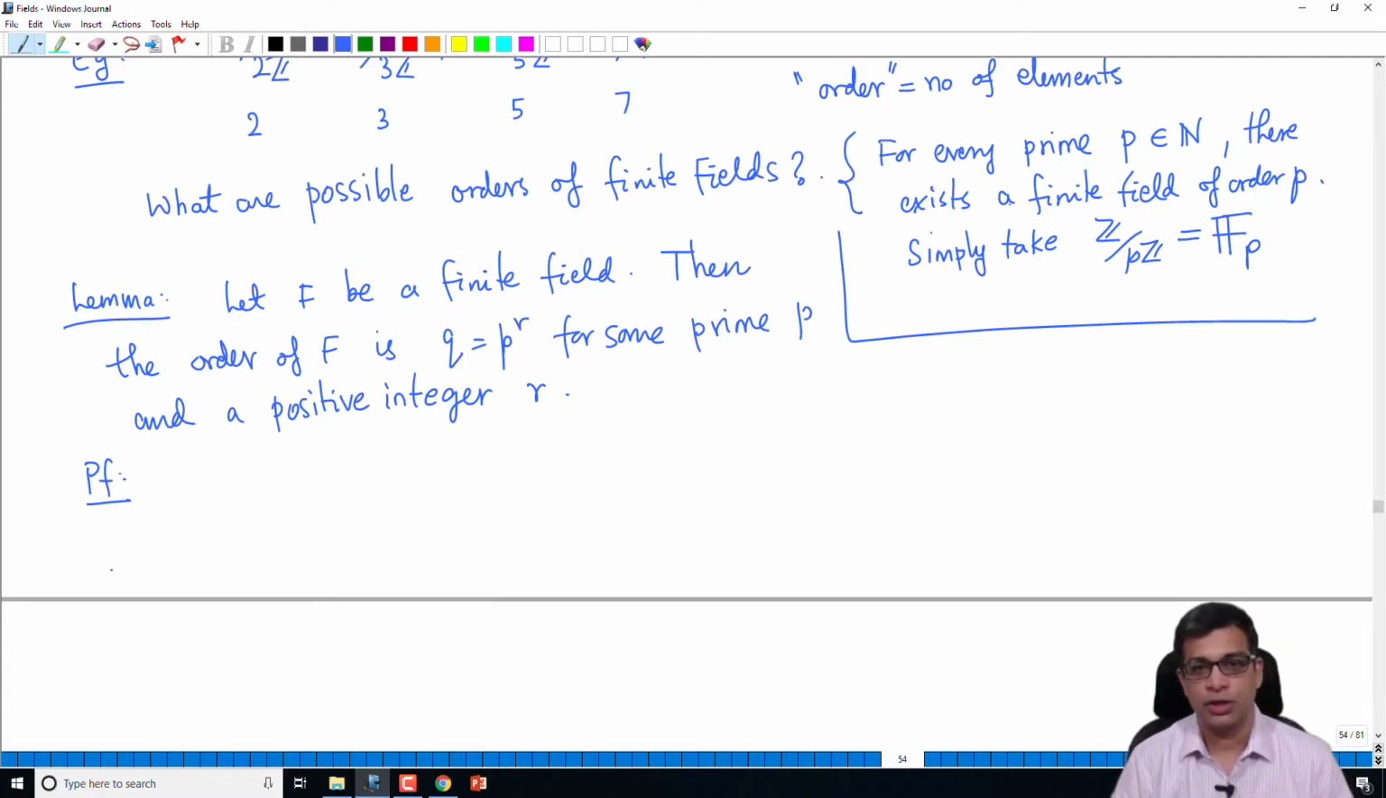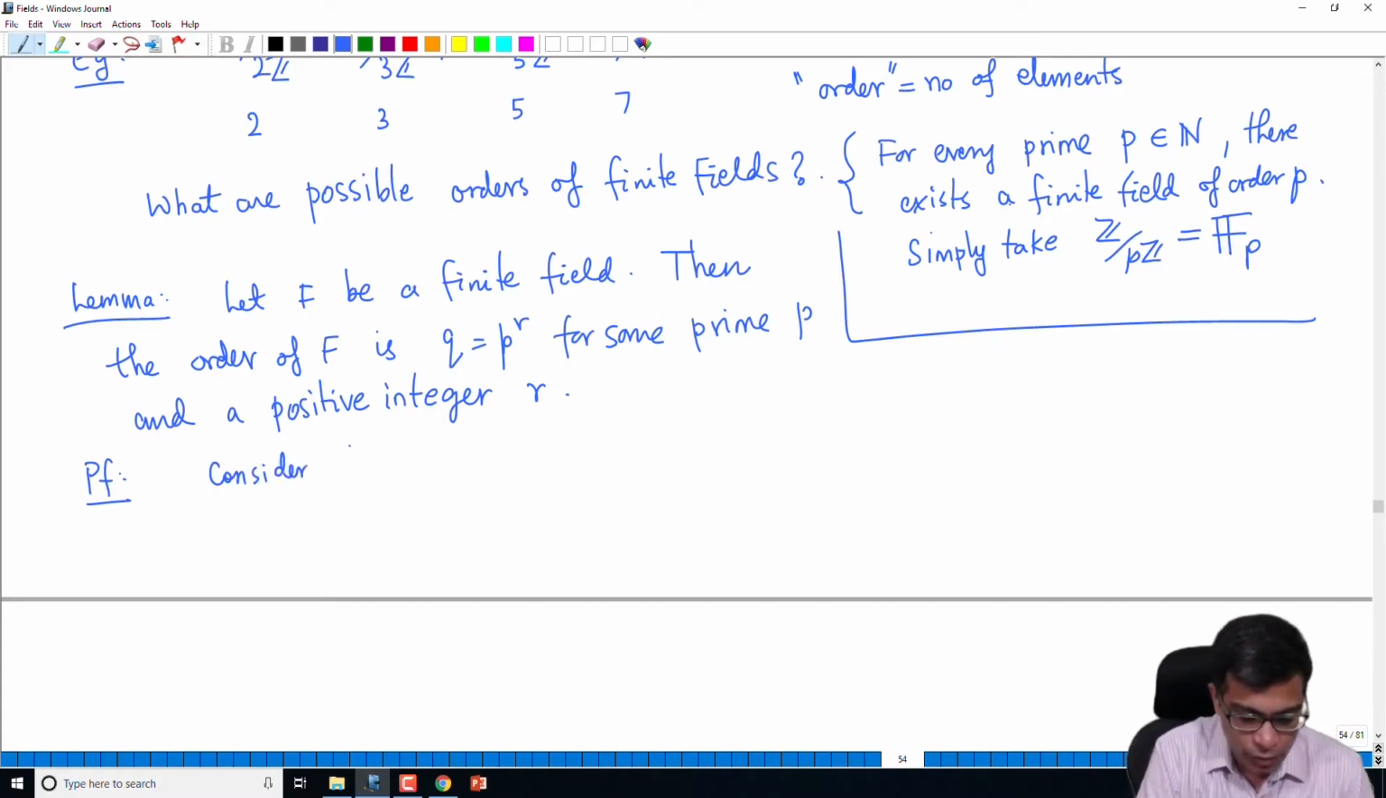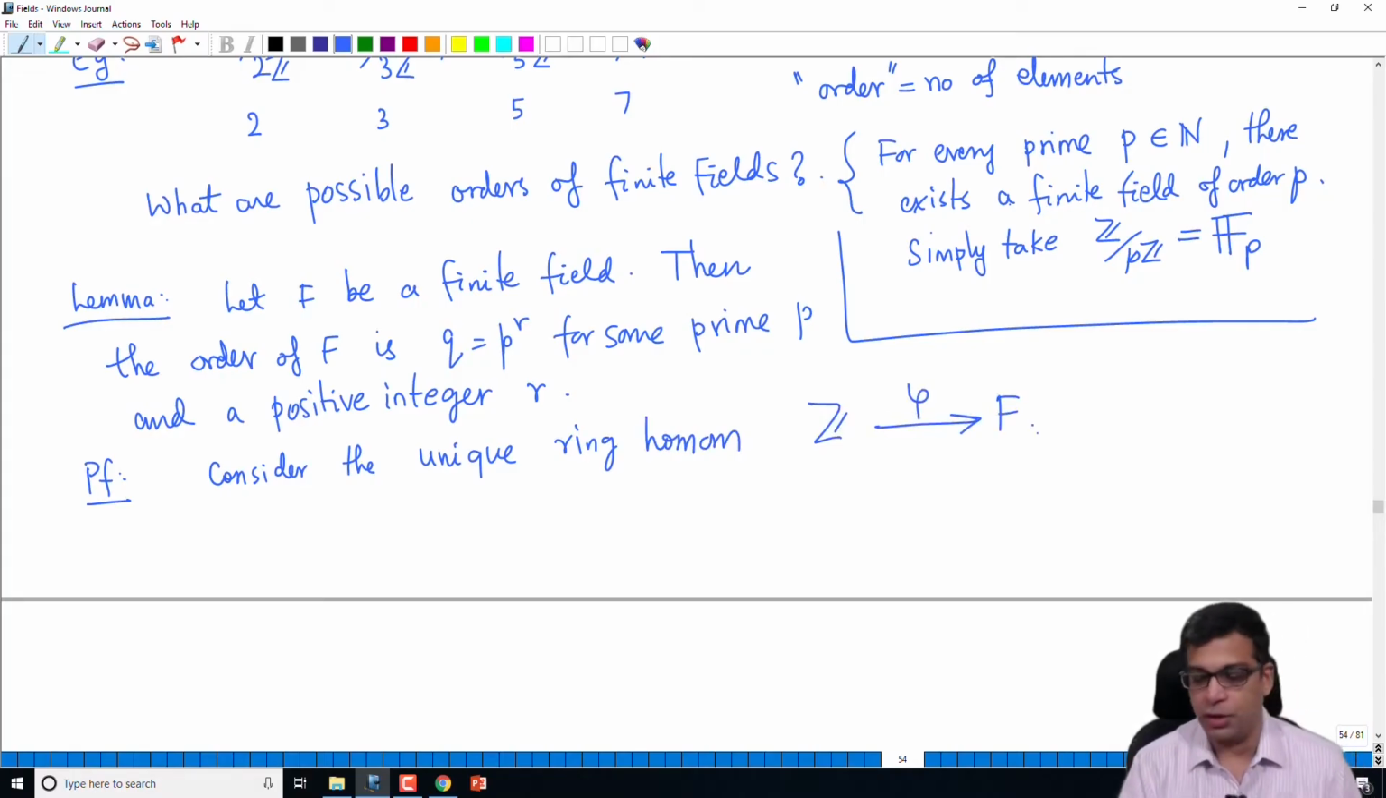This is one of the most standard things that you learn when you start talking about finite fields. What is a possible order of a finite field? It must be a power of a single prime number. So the proof is very simple. Consider the unique ring homomorphism from Z to F. Remember, earlier in the ring theory part of the course, we showed that for every ring R, there is a unique ring homomorphism from Z to R sending 1 to 1. So F being a finite field is also a ring, so there is a unique ring homomorphism like this.